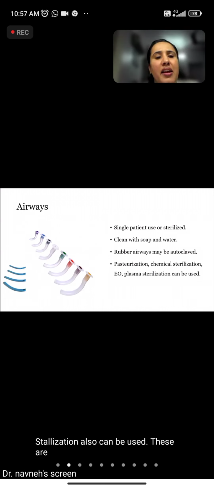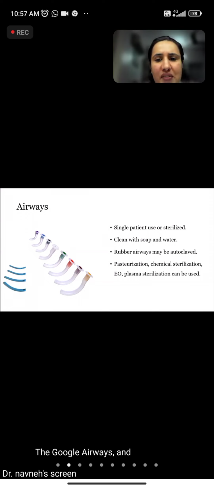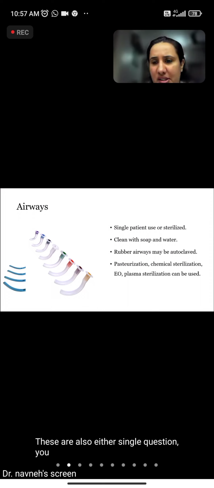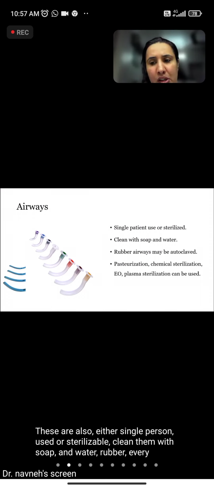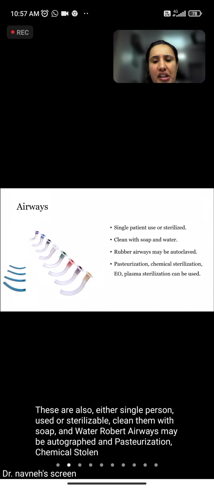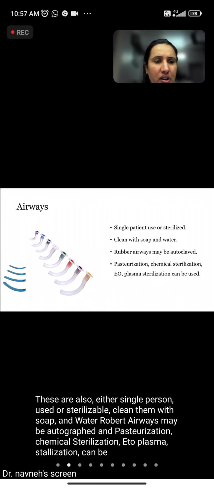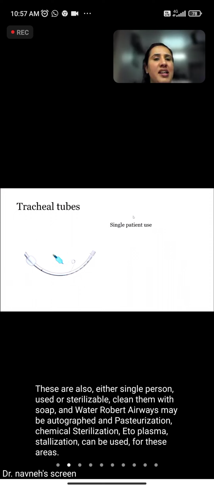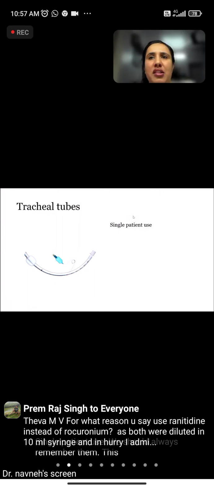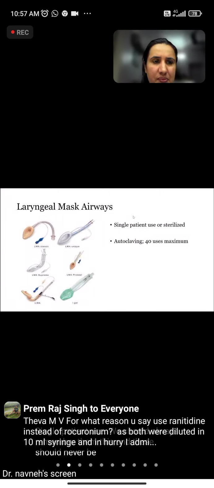These are the airways, the Guedel airways and the nasopharyngeal airways. These are also either single patient use or sterilizable. Clean them with soap and water. Rubber airways may be autoclaved. And pasteurization, chemical sterilization, ETO, plasma sterilization can be used for these airways. Next are the ET tubes. These are always single patient use. We should always remember this, and these should never be reused.